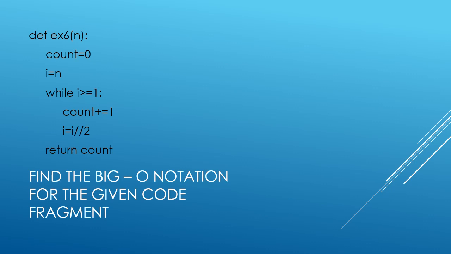I used a new word, complexity. Complexity refers to asymptotic notation. Most of the time it refers to big O notation. So if I ask you the complexity of a function or the complexity of a code fragment, I am talking about the big O notation.